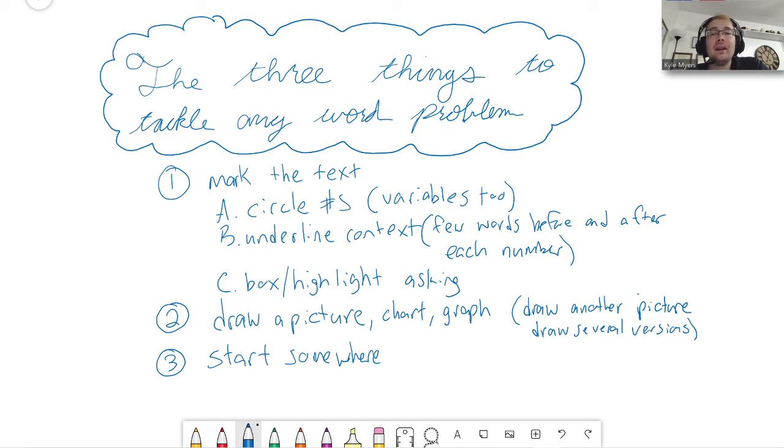Most of the time, if you just find something out that you didn't already know, it ends up leading to something else, which could be the answer, or then leading to another thing, which could be the answer, or it could just keep going, depending on how long the problem is. So these are the three things, right? Mark the text, draw a picture, and start somewhere.